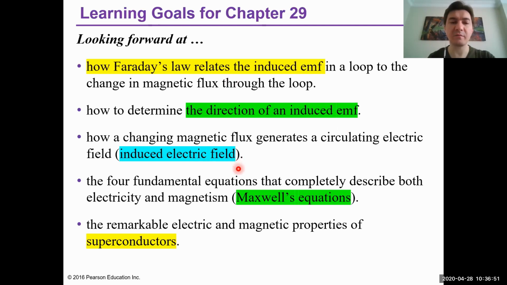Then probably next lecture on Thursday, we will talk about induced electric fields. And then Maxwell equations, which are the four fundamental equations that completely describe both electricity and magnetism. We will talk about this within that chapter. Then finally, we will see some properties of superconductors. They have very nice electrical and magnetic properties, and they are also widely used in industry due to those properties of the superconductors.